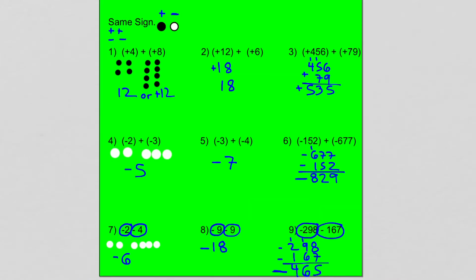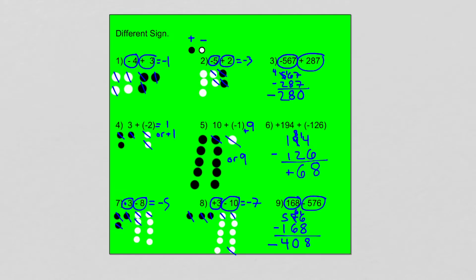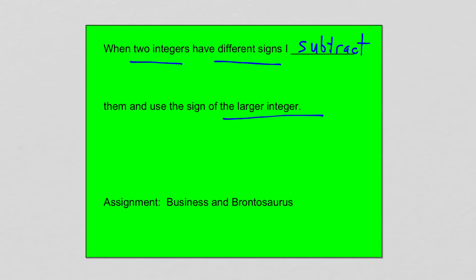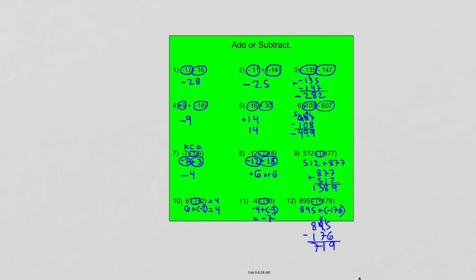We talked about how when you have integers with the same sign, you add them and use the sign that they have in common. When you have integers with a different sign, like a positive and a negative, or a negative and a positive, you subtract them and you use the sign of the larger integer. We summarized all those. We looked at subtracting integers when you have a minus a negative or a minus a positive, and you have to add the opposite, which we can remember by saying keep, change, flip. We did a little summary of all those different situations. That's where we're at so far.